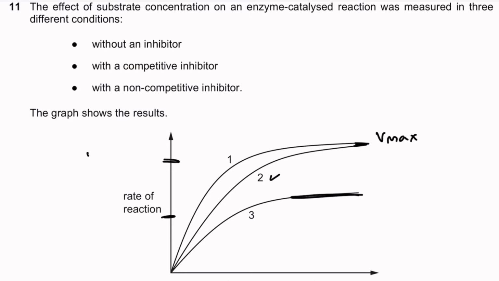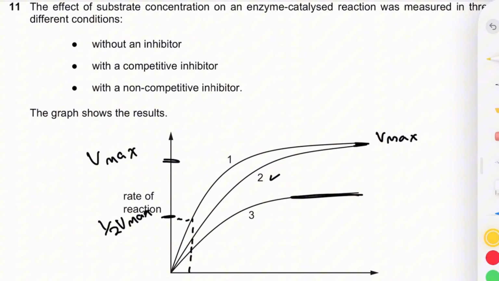Vmax is the maximum rate of reaction, which I mentioned before, right? So half the Vmax would be half the maximum rate of reaction. Now, the greater the affinity, the lower the substrate concentration required to reach this half the maximum rate of reaction.